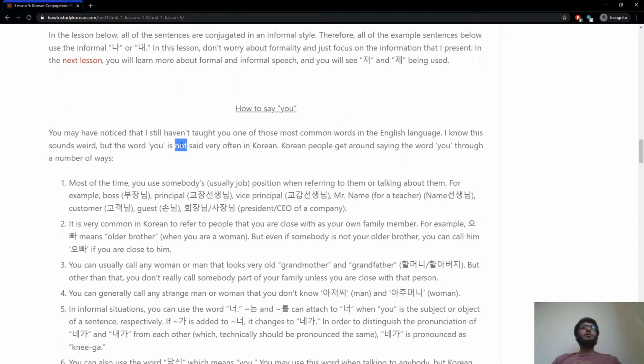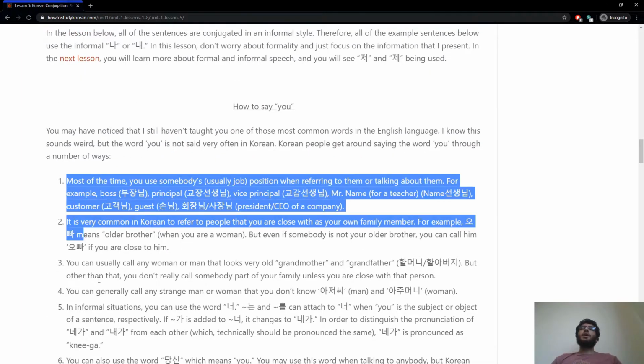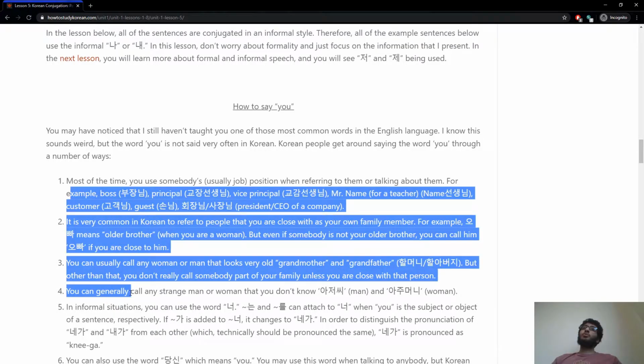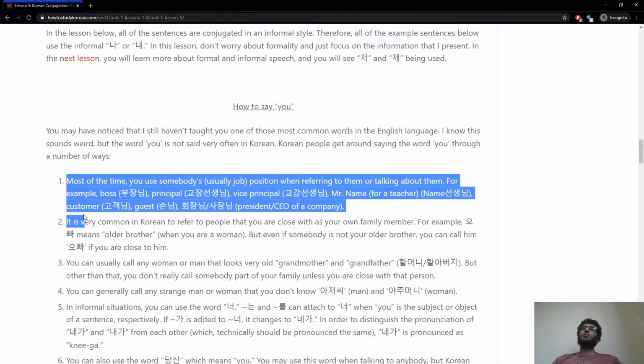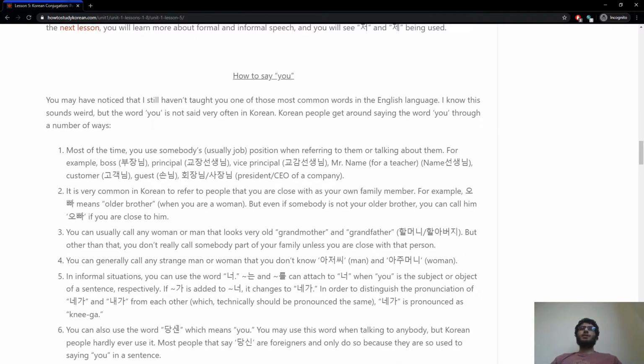Okay, now how do you say you? This is a long section, as you can see. There's six different points. It's important because at first I would really want to say you somehow. And I first, like, from a translator learned, oh, you is 당신, like here.